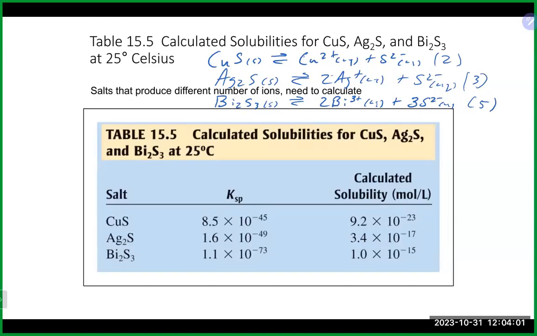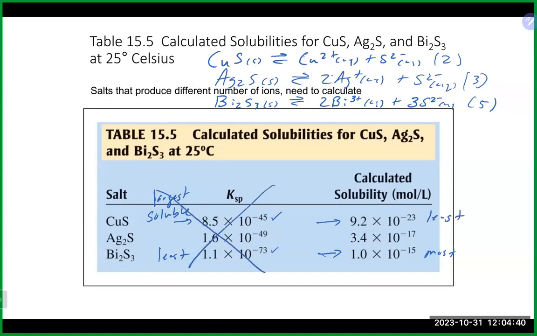So if we were to look at the KSP values that we could get from a table here, we see that the copper 2 sulfide is 10 to the minus 45. Our Bi2S3 is actually 10 to the minus 73. And our silver guy is in the middle. If we went solely based on KSP values, this would be the largest, which we would expect to be the most soluble. But it actually is not. If you do the calculation, it is actually the opposite way, and this guy would be the least. This guy on the bottom is actually the most soluble, and this guy is actually the least.